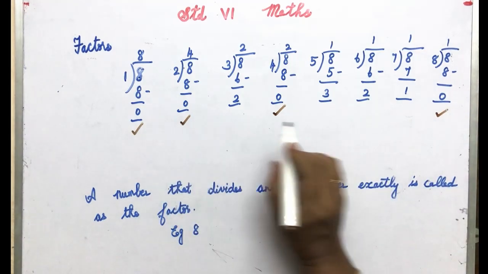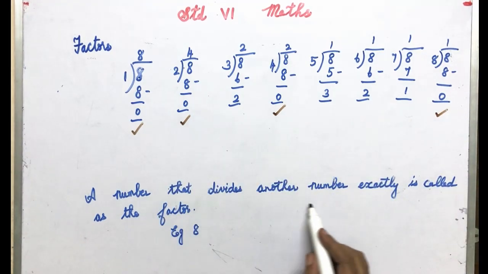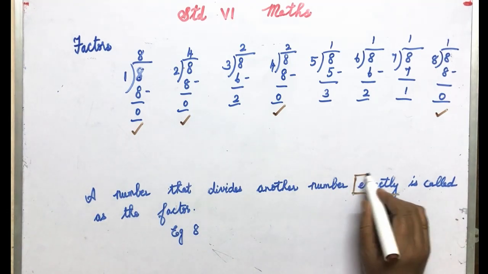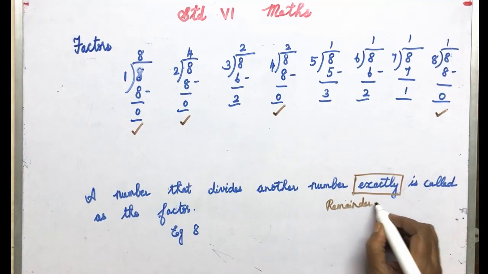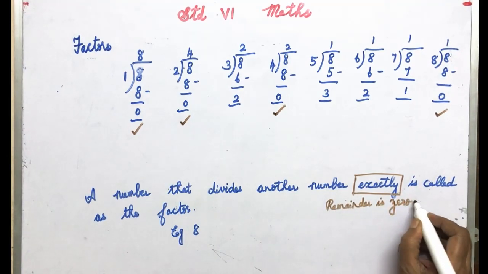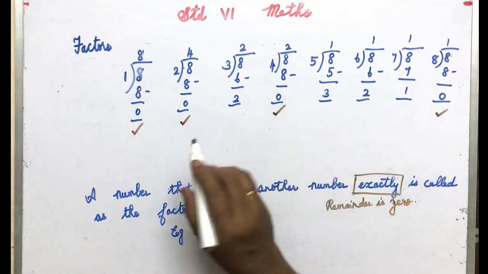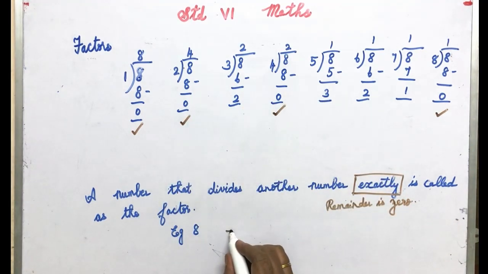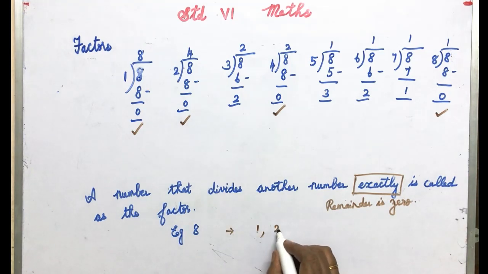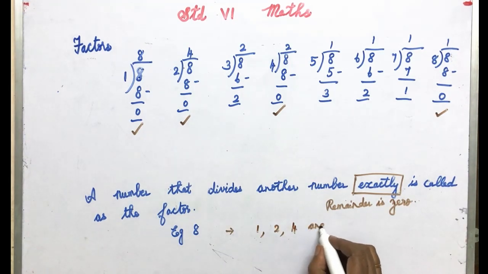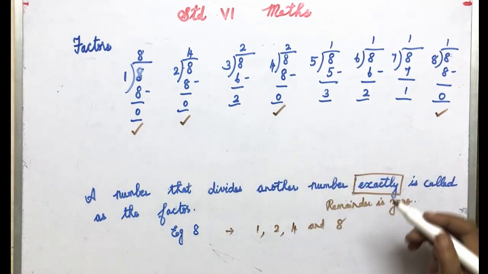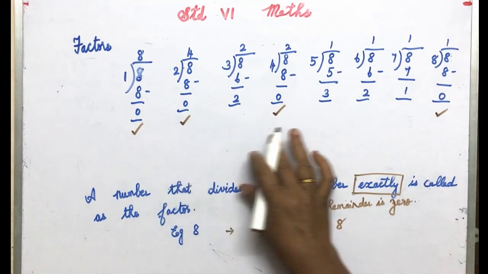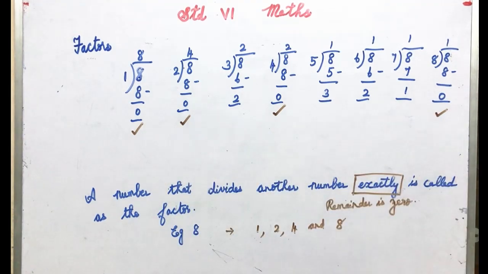So, these are the factors. A number that divides another number exactly. Exactly means remainder is 0. So, for which numbers we get the remainder 0? We get the remainder 0 for 1, 2, 4 and 8. But because the number is 8, we are able to divide. If the number is very big, it will take a lot of time to divide and find out. So, better we say the tables and find out the answer.